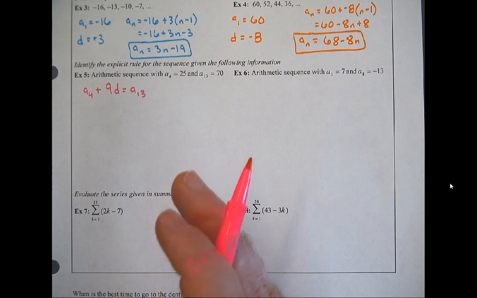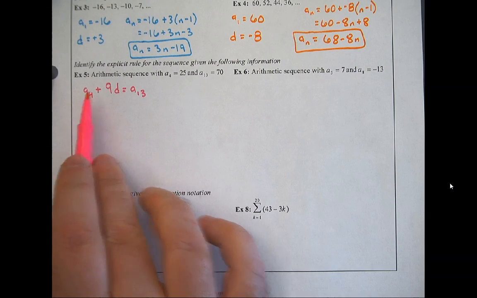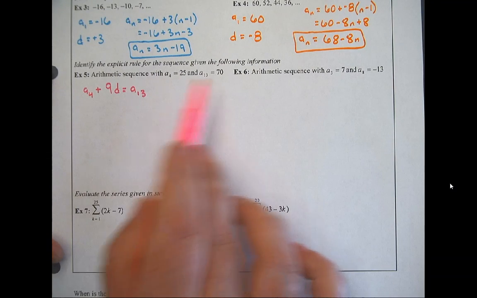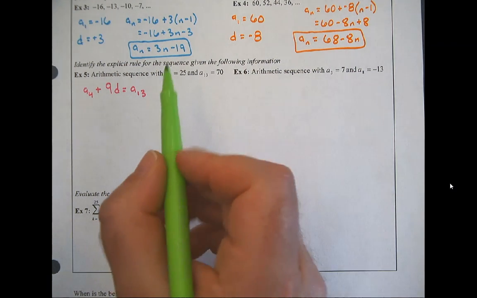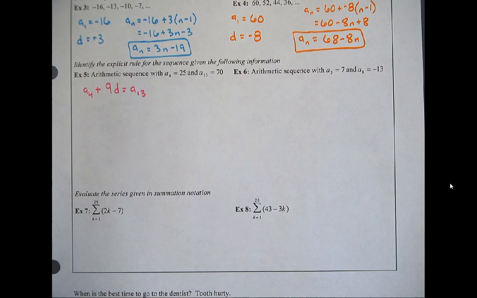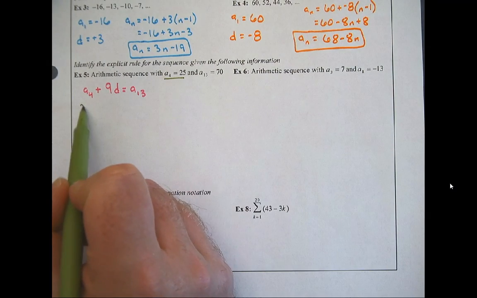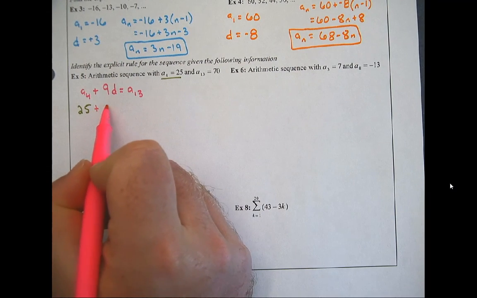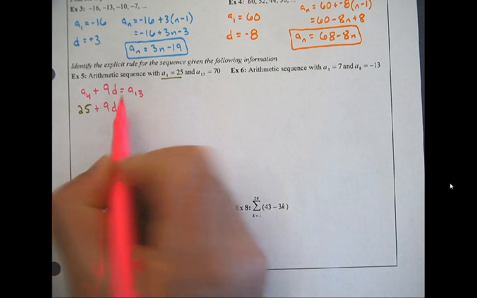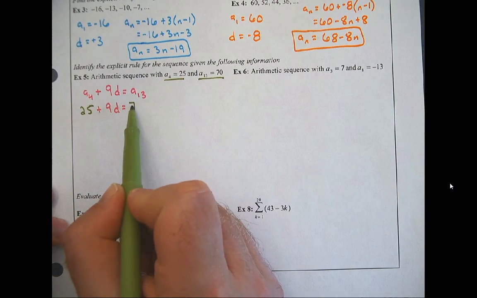Now, you might say, how does this help us? Well, they told us 2 of these values. They told us that a sub 4 was 25, and they told us that a sub 13 was 70. So I can now substitute those values in here. A sub 4, they told me was 25, so I can put a 25 in there, plus 9d equals, and they told me that a sub 13 was 70.